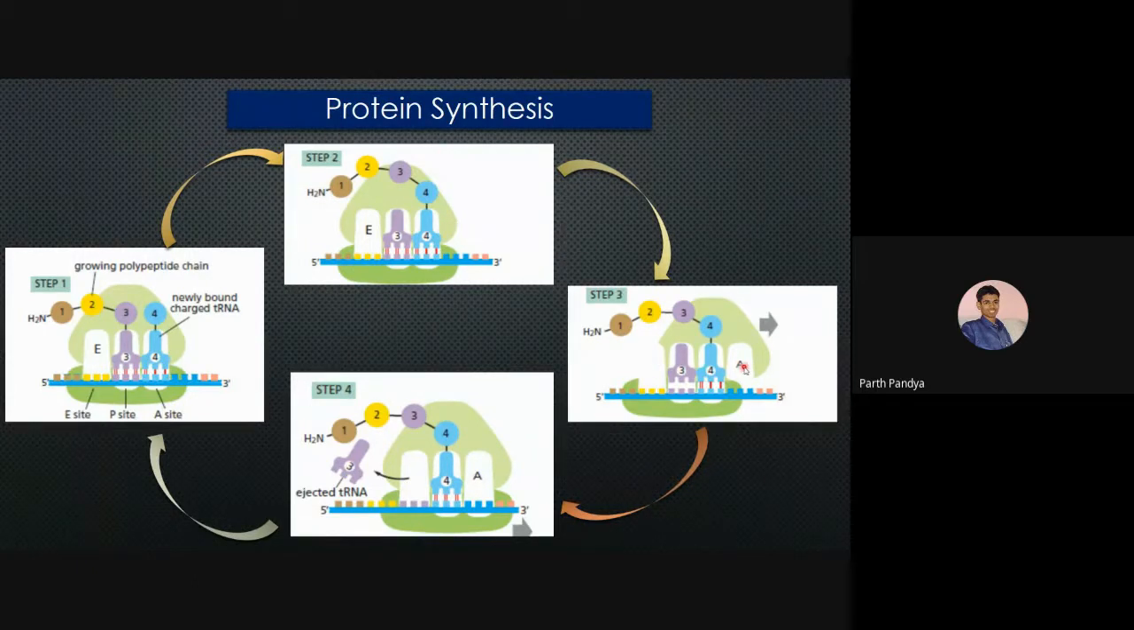So again it will shift from the A to the P side. Overall, what is happening is that the A side will be vacated and a new charged tRNA will come. Once this new charge comes, simultaneously the E-site tRNA will be driven off. It will be ejected out and emptied, and that process goes on.